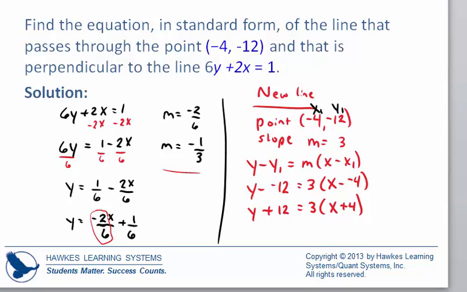Note that it's asking for the equation in standard form, which means that we want the form ax plus by is equal to c. All right, so let's go ahead and distribute the 3. So y plus 12 is equal to 3x plus 12.